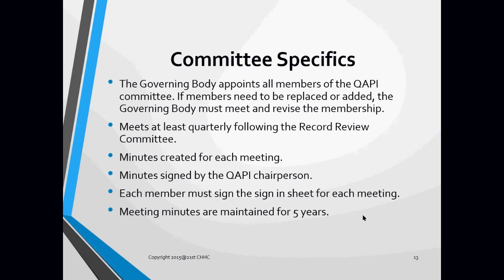The committee meets quarterly. It should follow the record review committee. Again, every quarter there should be a minimum of charts that are reviewed at the record review committee for both active and closed charts, and that they reflect a cross-section of all of the patients that were serviced that previous quarter. There's minutes for each meeting. The minutes need to be signed by the QAPI chairperson.